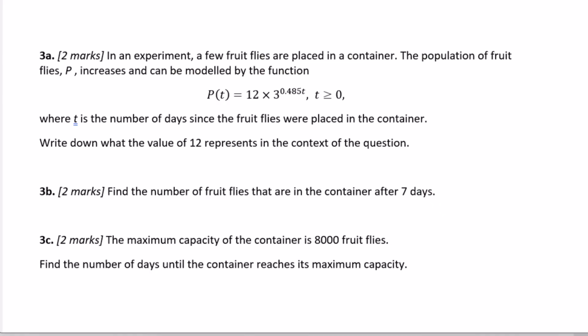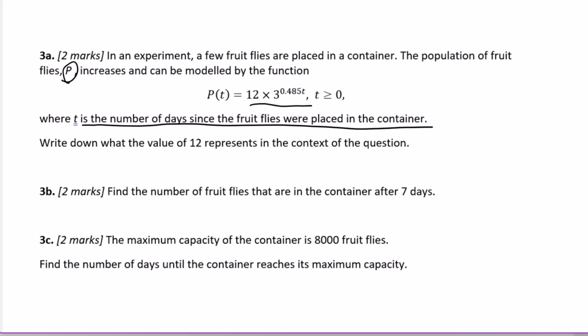In an experiment, a few fruit flies are placed in a container. The population of fruit flies P increases and can be modeled by the function P of t equals this, where t is the number of days since the fruit flies were placed in the container. Write down what the value of 12 represents in the context of the question.